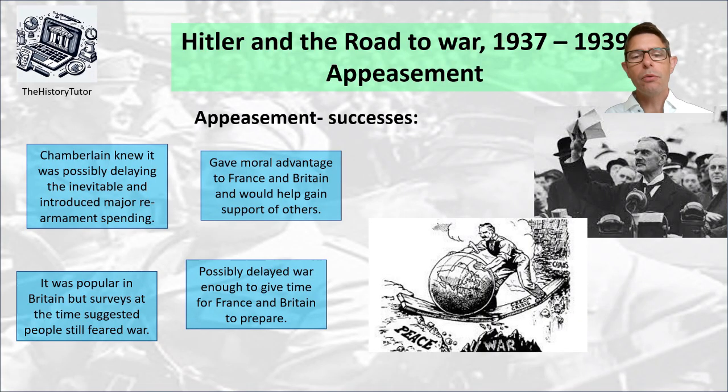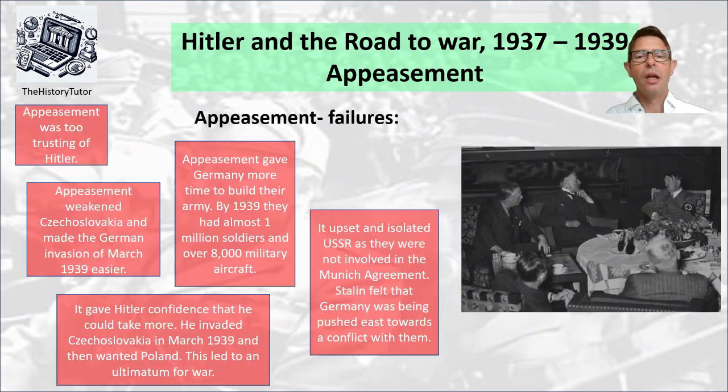They had possibly been delaying war long enough again for Britain and France to prepare. That's a third idea. And fourth, it was popular in Britain. Surveys said they still didn't want war, so it was a very popular policy. Again, this gave the moral high ground to the British people. If war should take place, they had tried their best for peace. Why was it a failure?